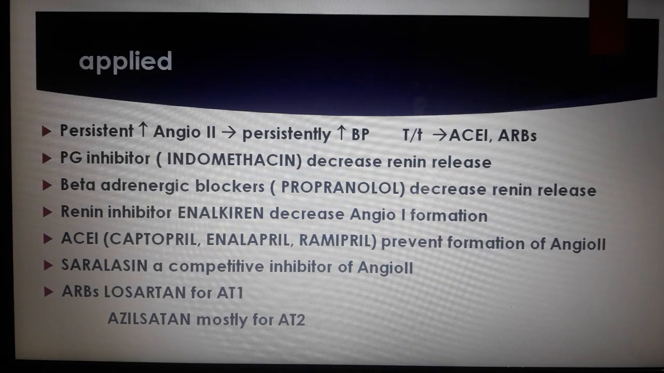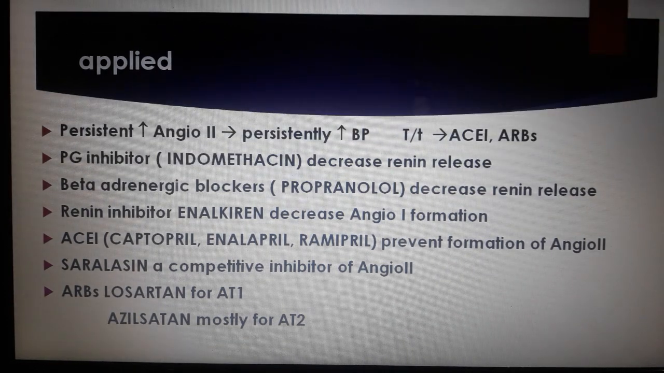Applied: persistent increase of angiotensin 2 permanently causes the persistently increased BP. Because we saw that all the functions of angiotensin ultimately lead to increased BP. So increased angiotensin 2 causes the increased blood pressure. And treatment is either angiotensin converting enzyme inhibitor or angiotensin receptor ARBs, which are the angiotensin receptor blockers.